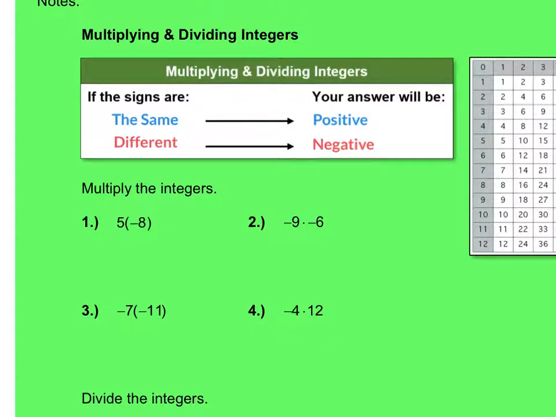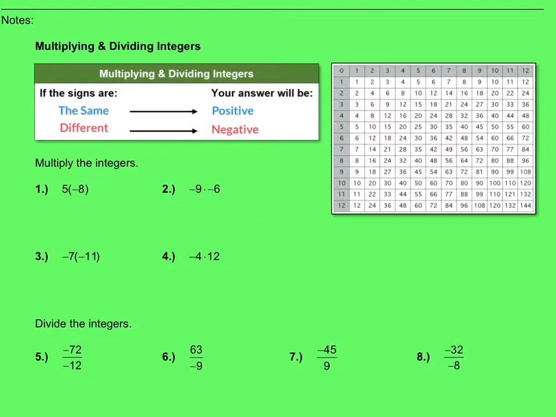Now, a couple things to get used to. I'm not going to use the x for multiply. I'm going to use either the dot or parentheses to represent multiplication. And the parentheses kind of protect the negative as well as meaning multiplication. You'll notice on the right-hand side here, there's a multiplication table. You can definitely use that if you struggle to multiply and divide. I'll go through and do that while I'm doing the notes.